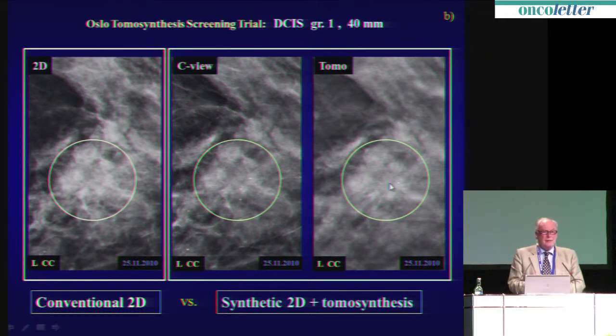And if you add the information on synthetic 2D, that means the highlighting of the microcalcifications, you get the distortion on the tomosynthesis. So you get this important information for the same radiation dose as the conventional, and on the conventional 2D in this case, you could miss the fine microcalcifications as well as the radial architectural distortion.